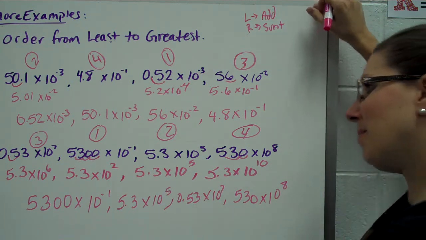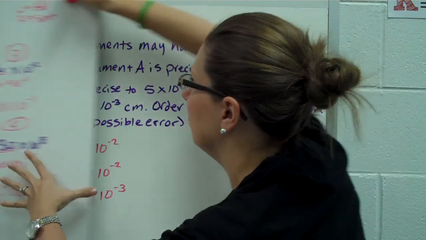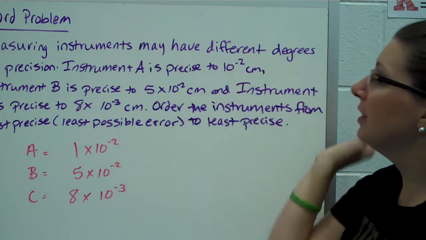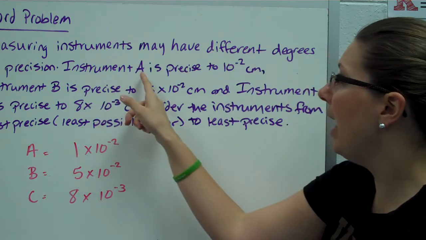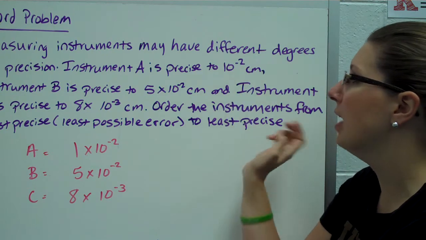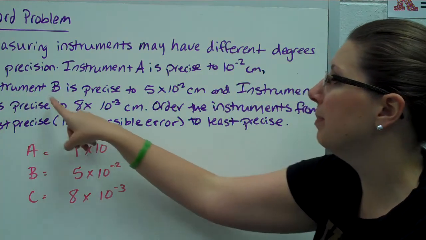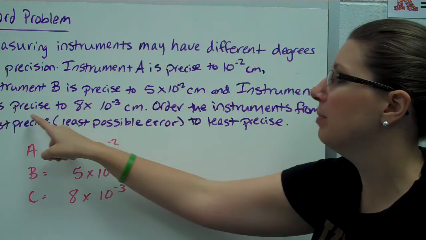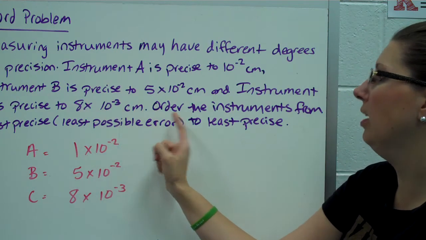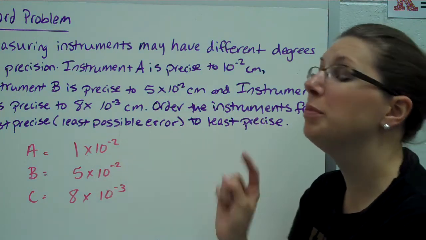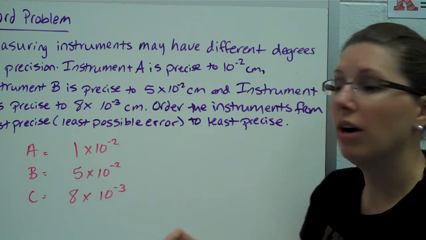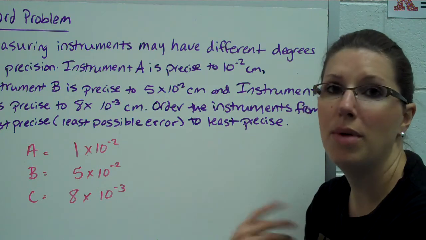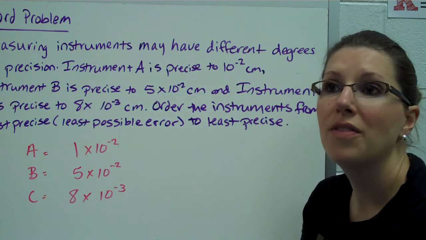All right, one more problem and then we're all done. Our word problem. Measuring instruments may have different degrees of precision. Instrument A is precise to 10 to the negative second power centimeters. Instrument B is precise to 5 times 10 to the negative second centimeters. And instrument C is precise to 8 times 10 to the negative third centimeters. Order the instruments from most precise, which is the least possible error, so the smallest number, to least precise, which will have the most possible error. So we're just listing them in order from least to greatest.